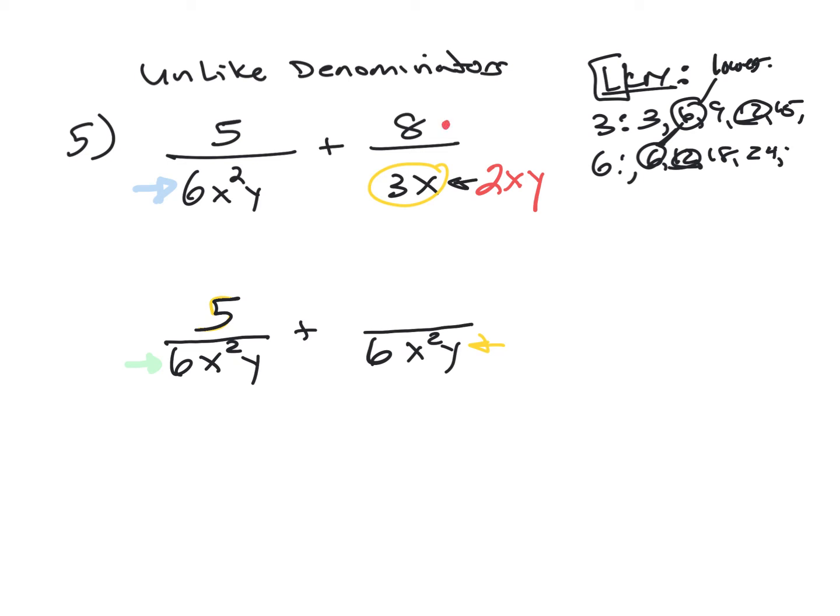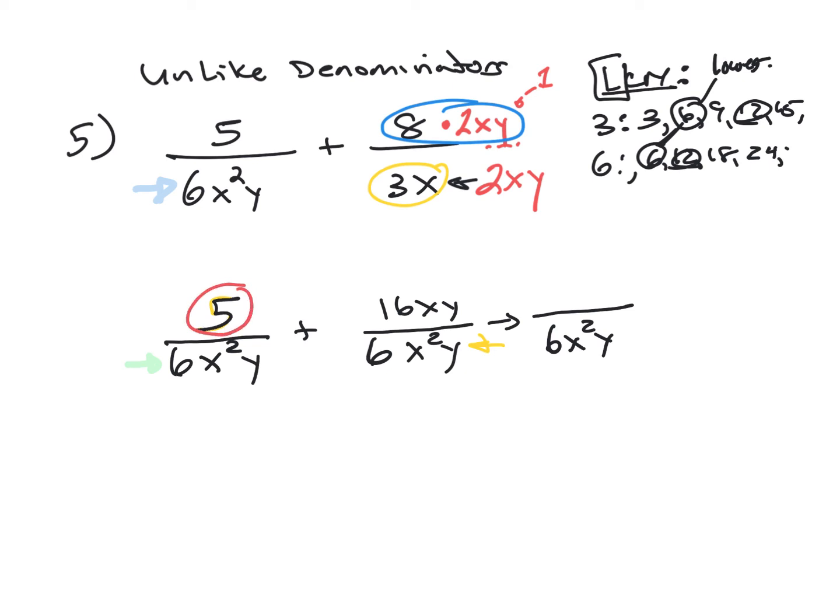Therefore, to balance the fraction out, we must multiply the numerator by the same amount, because that's really just multiplying by a fancy way of saying 1. So when you multiply those together, don't we get 16xy? Now that we have common denominators, now we can add the fractions. So remember, we keep the denominator the same and we add the numerators. Remember, these are not like terms, so you cannot add them. So we can write 5 plus 16xy.